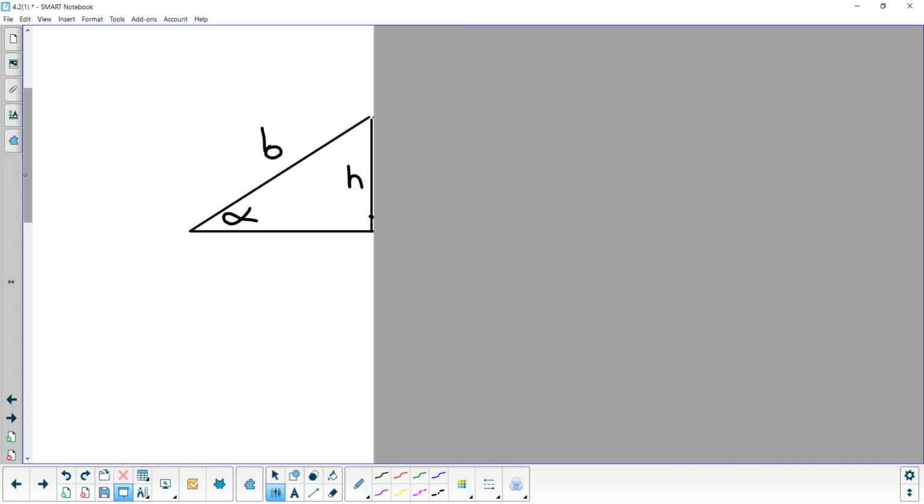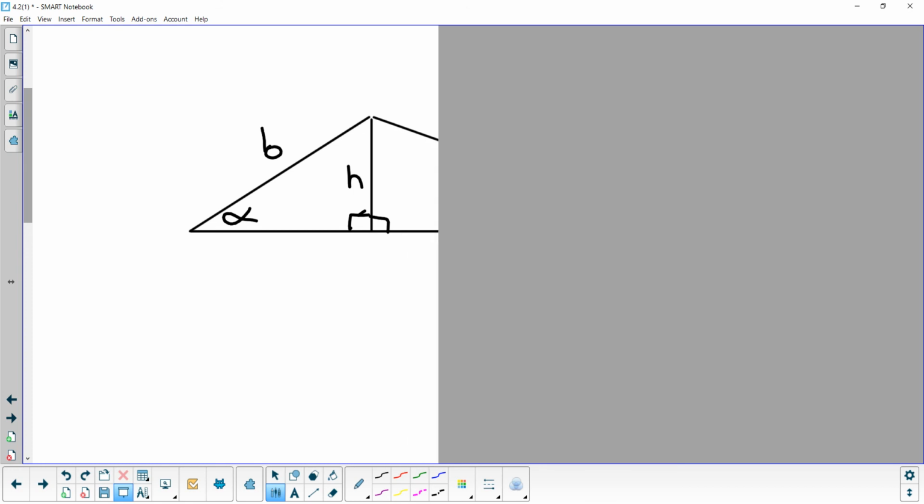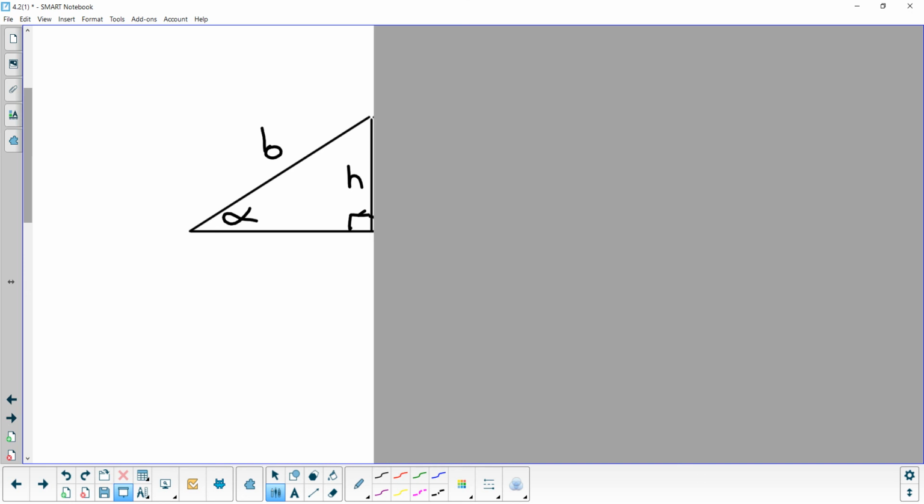And what I want to do is write a formula to find H. Now for this, we don't need anything fancy. This goes back to what we did a couple weeks ago because the way I drew this line in, it's a perpendicular. It created a right angle. So all the stuff that we learned about right triangles before, that's going to apply to this problem because of that extra line that I added.